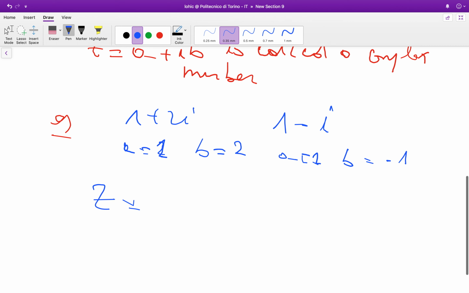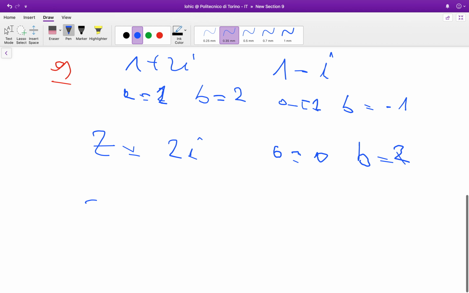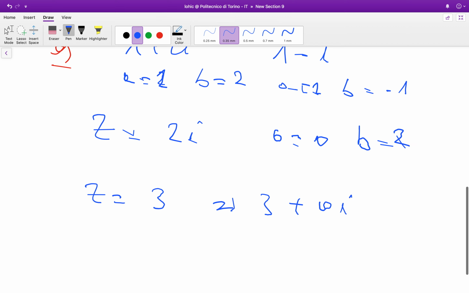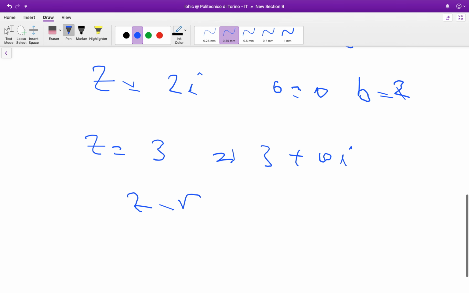Also, z equal to 2i is a complex number, yes or not? With a equal to what? a equal to 0 and b equal to 2. But even if I give you z equal to 3, for example, this 3 can be written as 3 plus 0i. Doubts? Even if I give you z equal to root 3 or root 5, I can write root 3 as root 3 plus 0i.